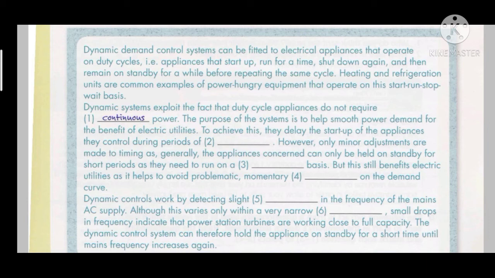However, only minor adjustments are made to timing, as generally the appliances concerned can only be held on standby for short periods as they need to run on a blank basis. Continual. So here they say that despite that, only small changes are made to the timing: the start-up timing, the wait timing, the finish and shut down timing. Normally these machines can't stay on standby except for very short periods, because they need to keep running continually, with interruptions but not many interruptions.